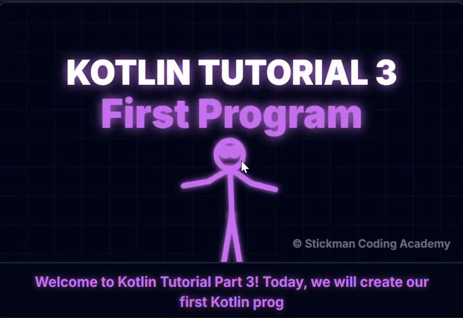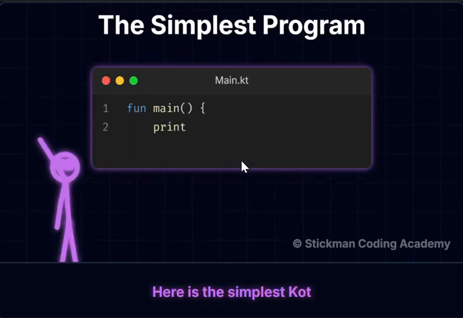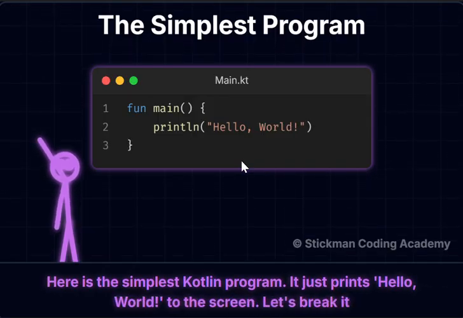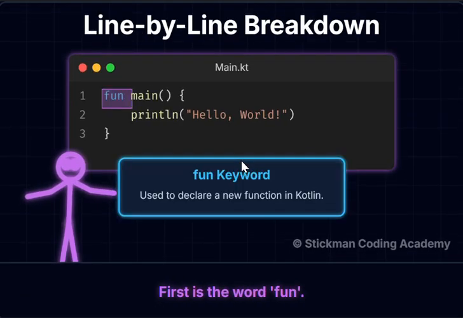Today, we will create our first Kotlin program and understand it line by line. Here is the simplest Kotlin program. It just prints "Hello World" to the screen. Let's break it down to see what each word does.